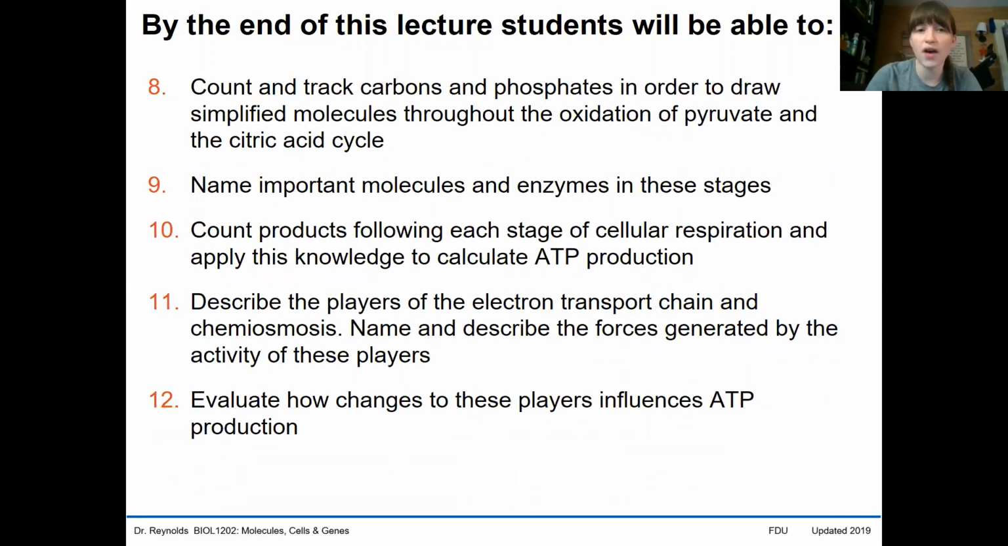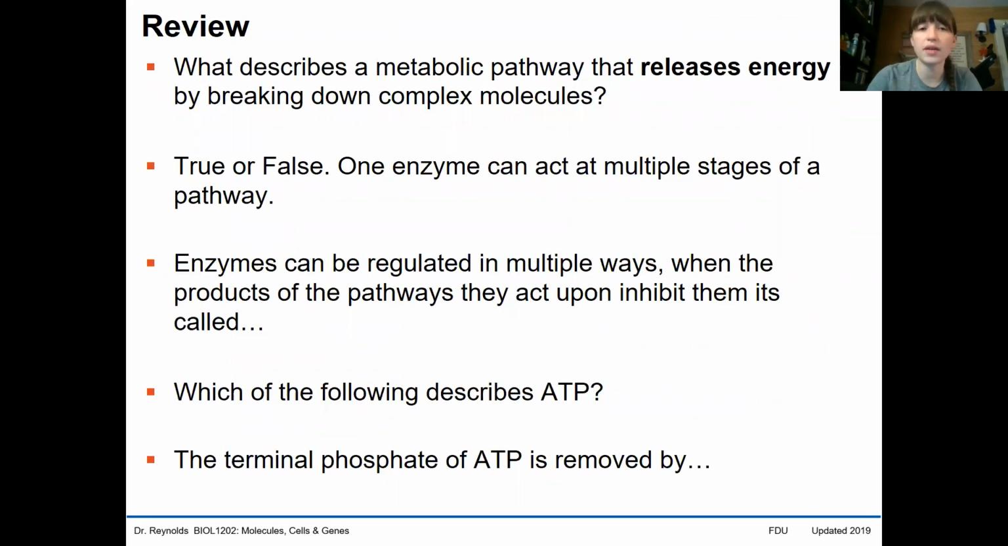Count products following each stage of cellular respiration and then apply this knowledge to calculating ATP production. Describe the players of the electron transport chain in chemiosmosis, as well as name and describe the forces generated by the activity of these players. And finally, evaluate how changes to these players influence ATP production. Go ahead and pause the video here so that you can try these 5 review questions before we get started.